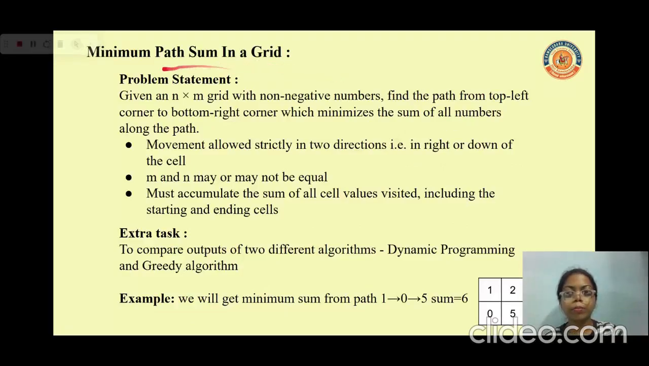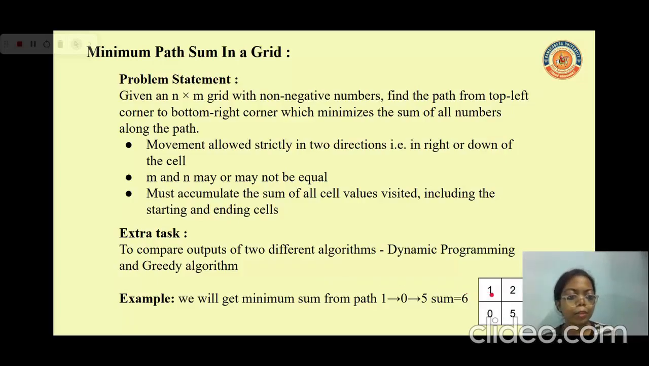This is our last problem, minimum path sum in a grid. Here we will be given a grid, and we need to find the best possible path from the top left corner to the bottom right corner. The only movement we can do is in the right direction or down direction, and the number of rows and columns need not be equal, they can be different. Every visited cell must be included in the cost we are calculating. We are going to solve it by two approaches, dynamic programming and greedy algorithm, and we will compare both results and try to conclude which is better over the other.